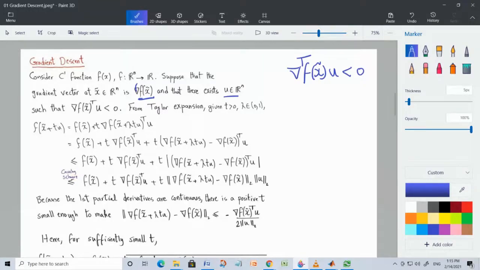Okay, so let's see, why are we interested in such a direction vector u? Let's do the Taylor expansion. So f of x tilde plus tu, where t is a positive parameter and u is this vector satisfying this inequality, is f of x tilde plus t times the inner product of u with the gradient vector evaluated at x tilde plus lambda tu, where lambda is a number between 0 and 1.